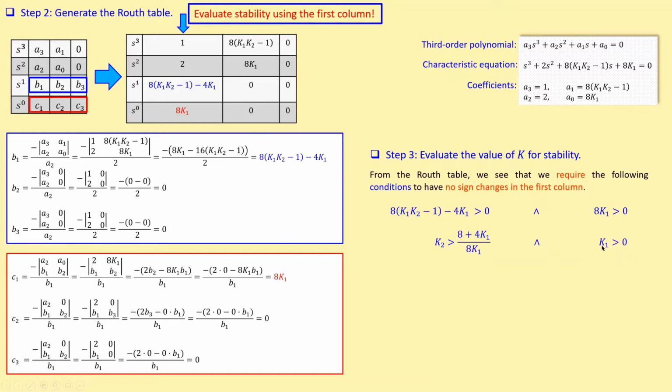Then you will have K1 must be larger than 0. So K1 is definitely larger than 0. That's one of the conditions we already have. But what we have now is K2 is this, and I can simplify this. Of course, I get 1 over K1 plus 1 over 2, so it's just a half. So I have K2 must be larger than 1 over K1, which is the value you get here, plus another half. Now, this is what we have now.